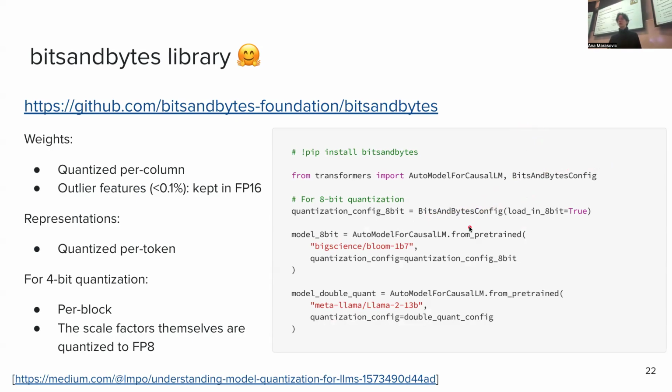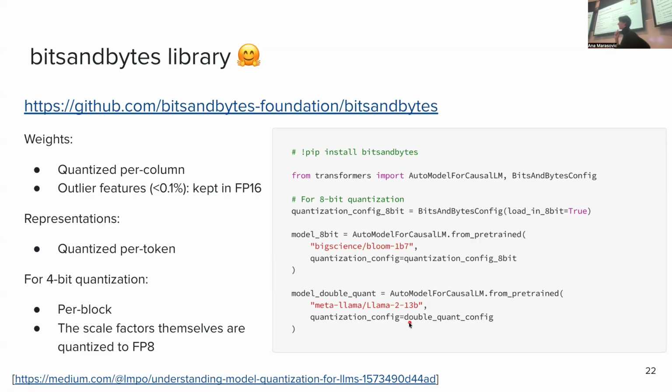You would choose your right auto class, such as AutoModelForCausalLM.from_pretrained, with the name of your model, but then you would add this special argument, quantization_config equals the 8-bit quantization config that you just created. It's going to load your model into 8-bit precision and do everything for you. You really don't need to think about anything else once you have loaded it like that.